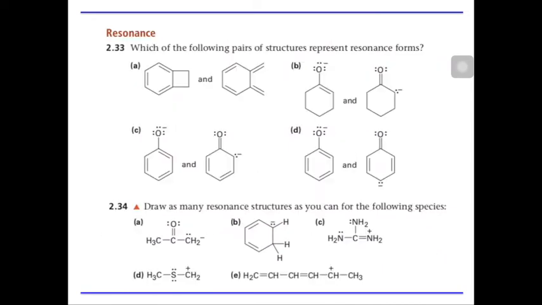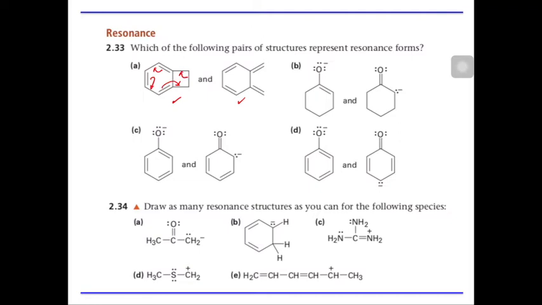Okay, so which of the following pairs of structures are resonance forms? We have this one and this one. So what happened in this context? We have this pi electron moving here, and finally moving here to open this bond.